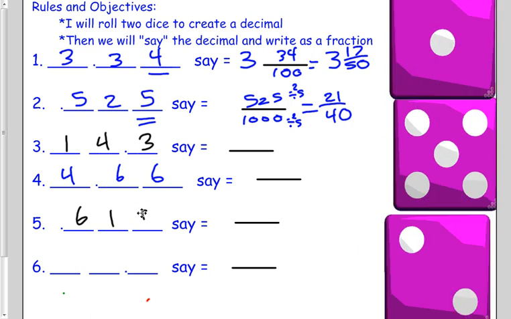And 15.2. So go ahead and pause the video. See if you can, step one would just be to write those as a fraction, and then the bonus would be if you're able to simplify those. Go ahead and give that a try.